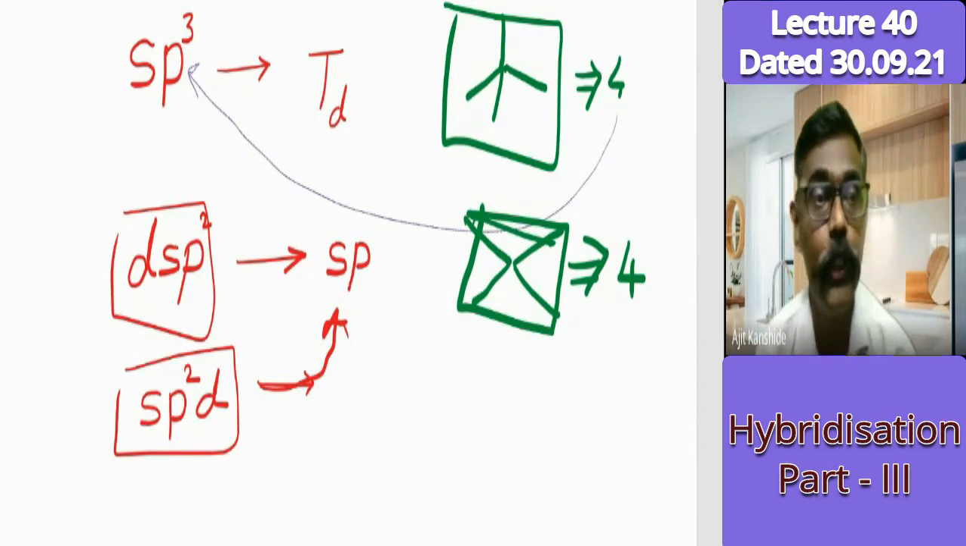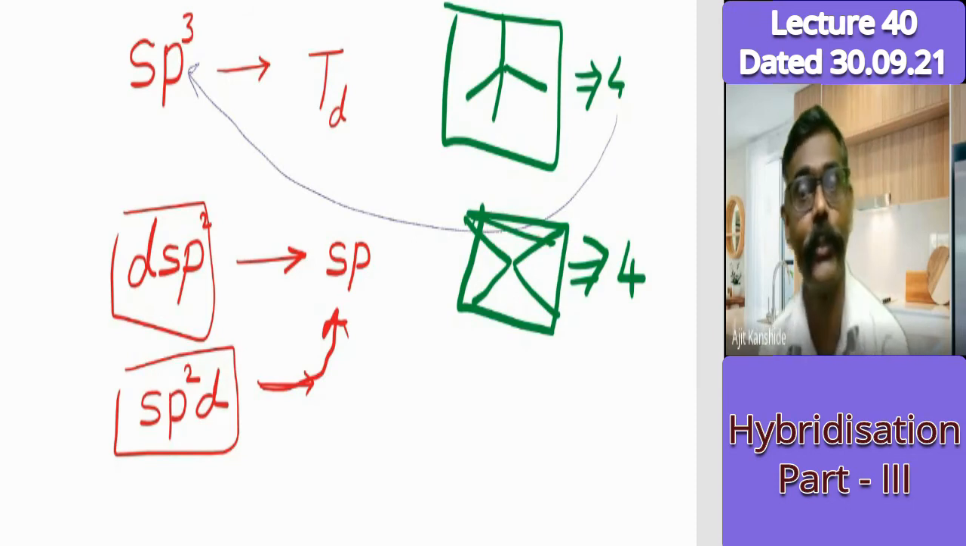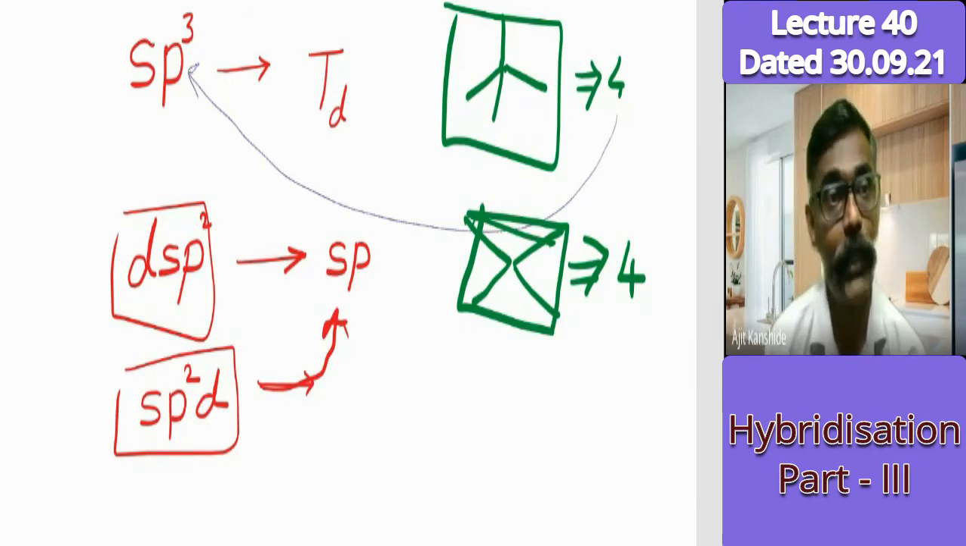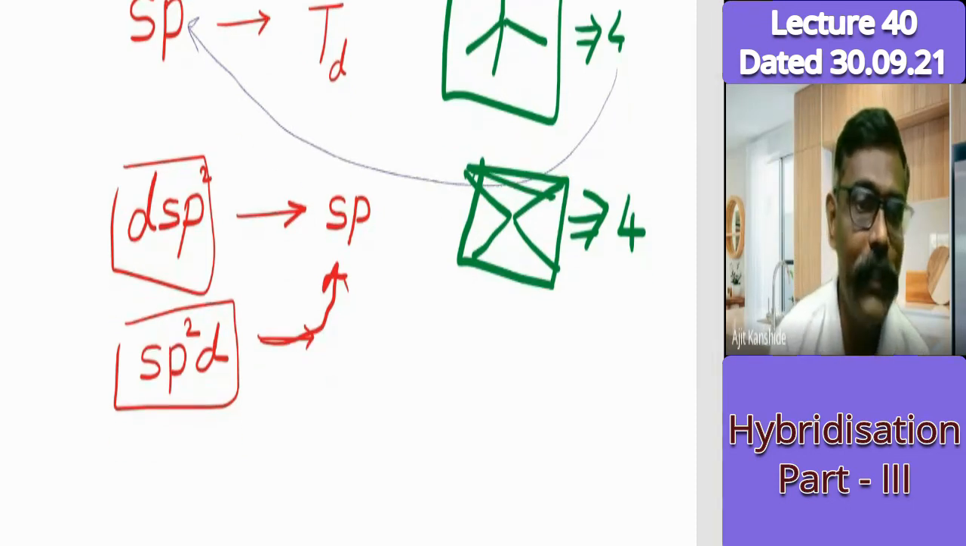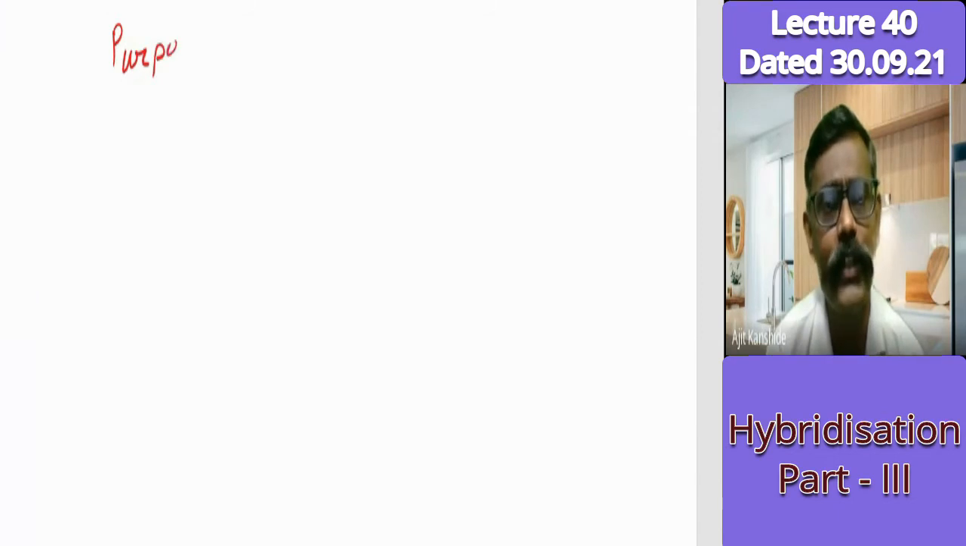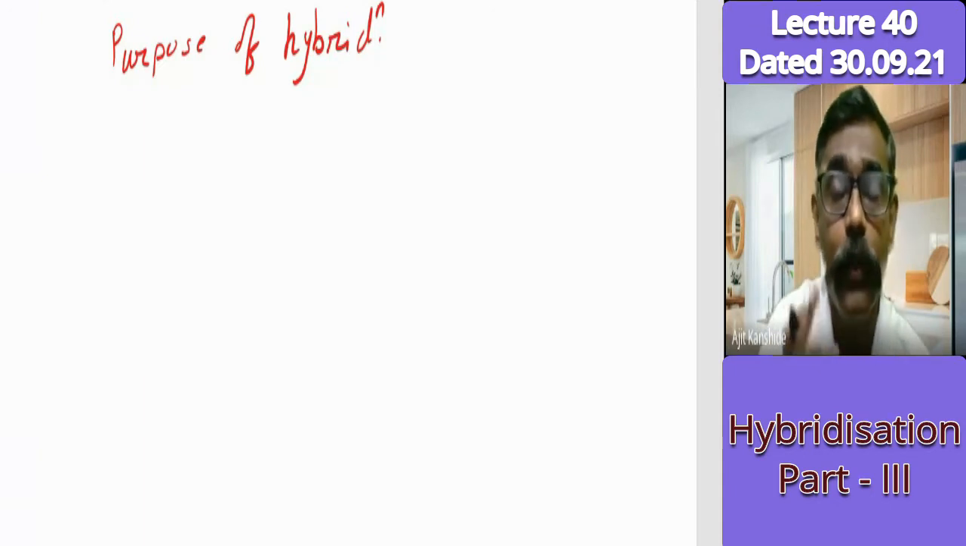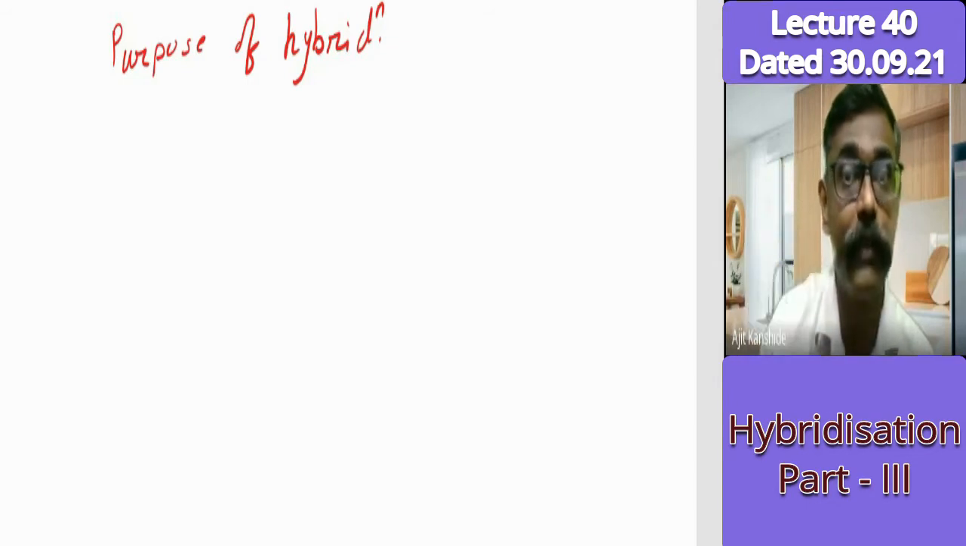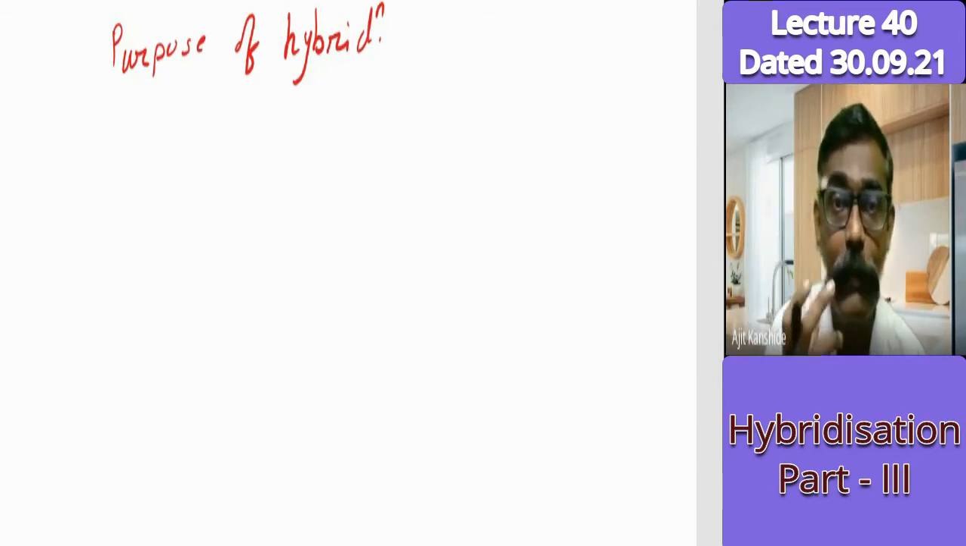How does a molecule decide the hybridization? That we are learning. The purpose of hybridization: why does the molecule or the central atom undergo hybridization? What may be the purpose of hybridization? Okay, don't answer about hybridization, just answer the question, why do molecules react? Why do they react with various numbers of atoms? What is the purpose of reaction?